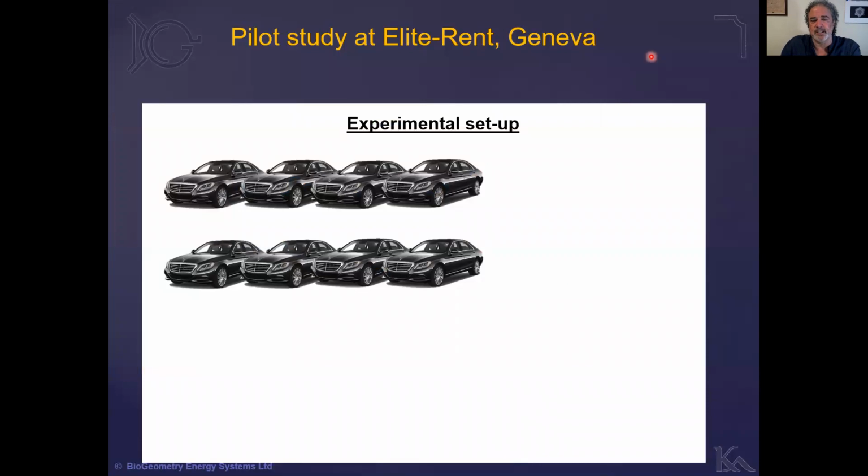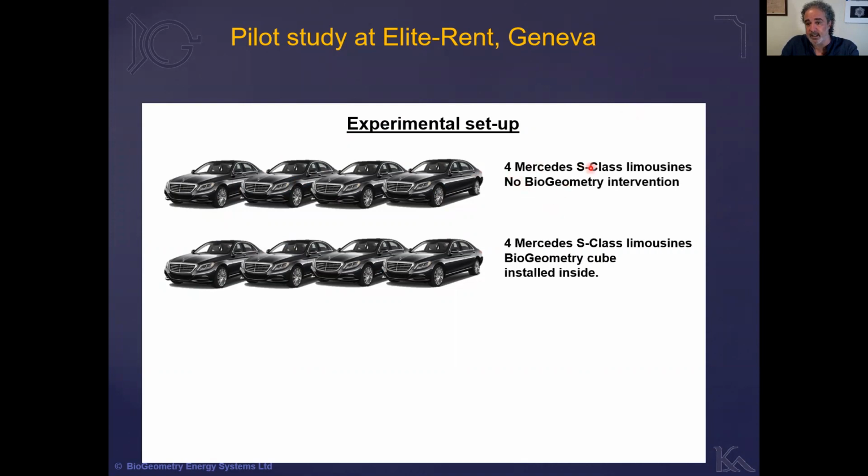Now, the pilot study at Elite Rent, the setup was this: there were 4 Mercedes S-Class limousines, nice cars, which had no biogeometry intervention, normal control cars. The other 4 had the biogeometry cube installed inside. It was placed inside in a way that it affected the car, but it was not visible. So it wasn't the case that the drivers knew what was going on. They didn't, but there was the intervention.